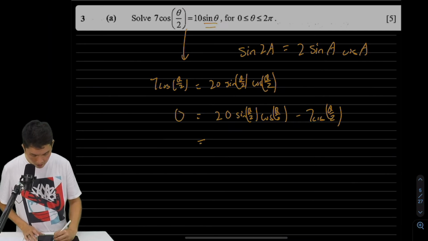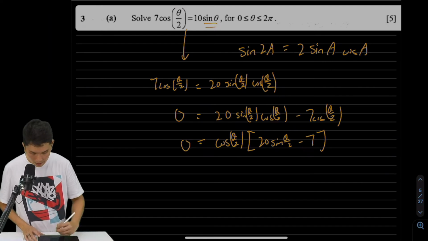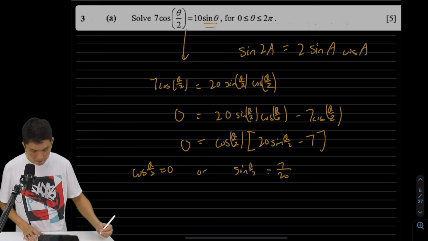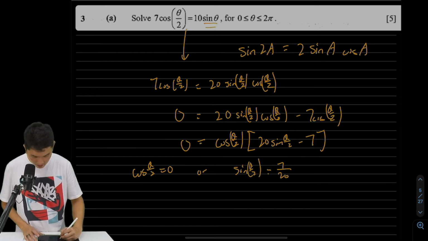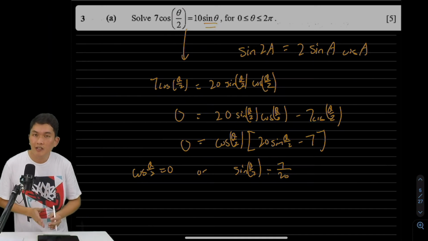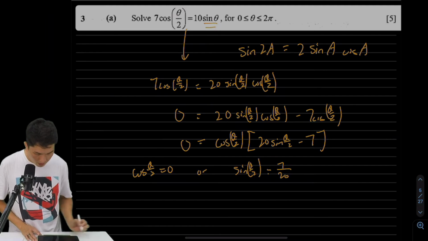Then I can factor it out. This side is 0. If I factor out cosine theta over 2, then I have 20 sine theta over 2 minus 7 equals 0. That tells me either cosine theta over 2 equals 0, or sine theta over 2 equals 7 over 20. Remember, this is what I want. A single trig function equals a numerical value. I have it both over here and over here.